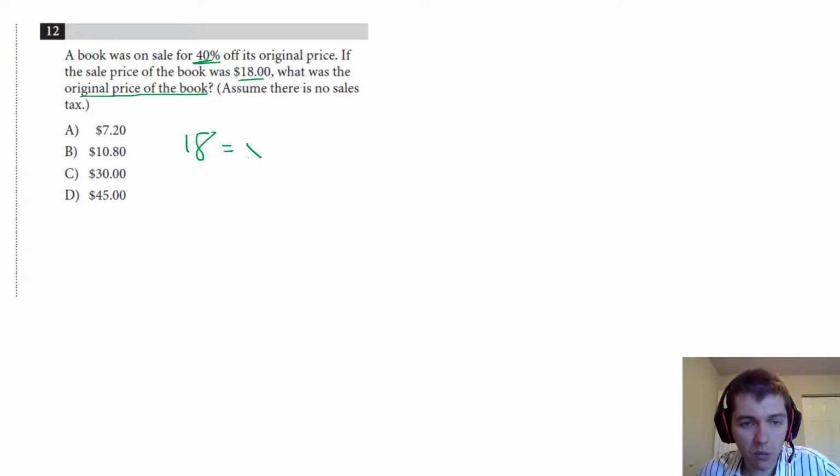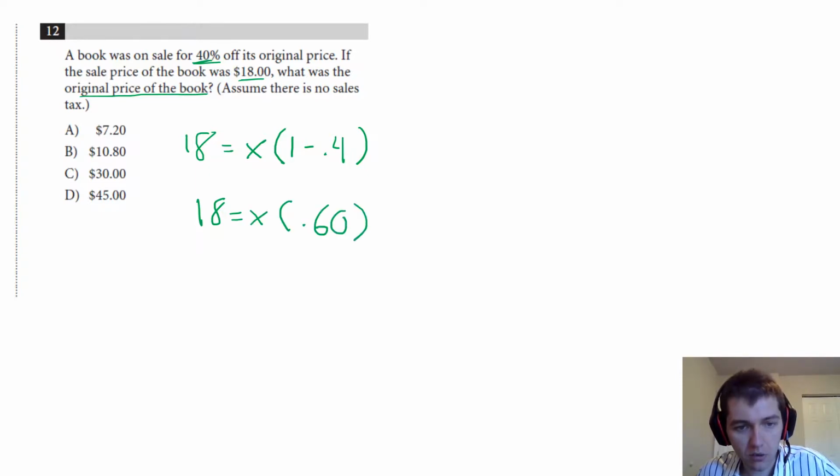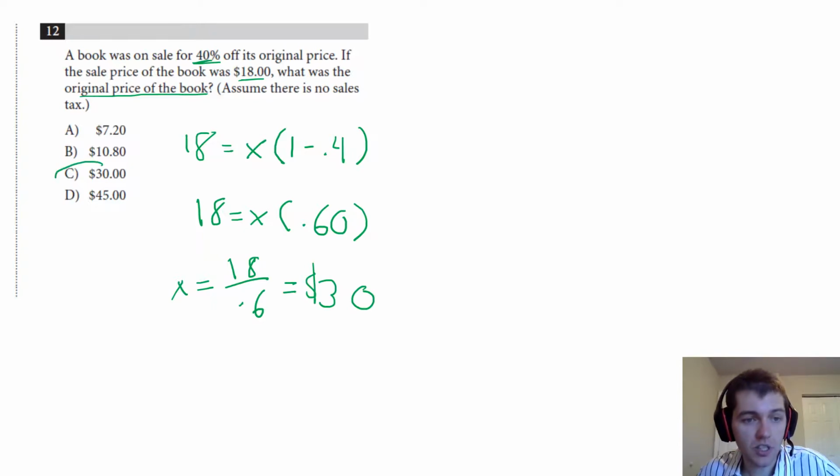So if you call the original price X, you know that it was 40% off, so it would be 0.6. You can think of it as the original price times 1 minus 0.4 for the 40% off. So you'll have 18 is equal to the original price times 0.6. You're paying 60% of the original price. To solve, divide both sides by 0.6. You'll have X is equal to 18 divided by 0.6. And this is the calculator section, so you can just throw that into your calculator and you'll end up with X is equal to $30. And that is answer C is correct.